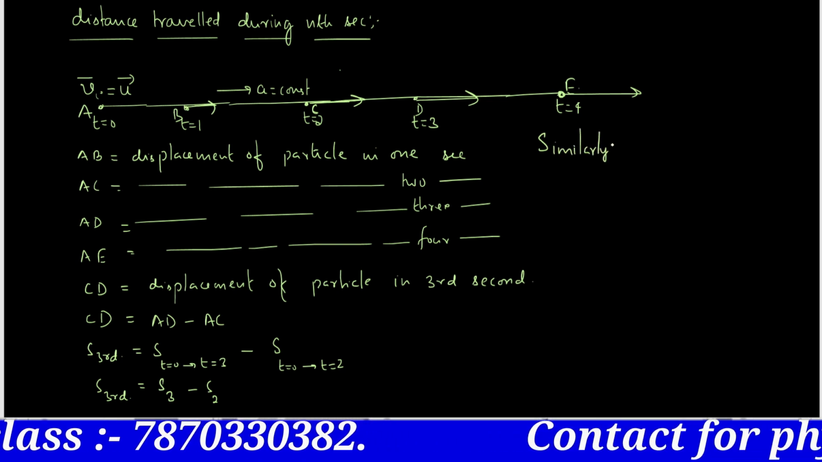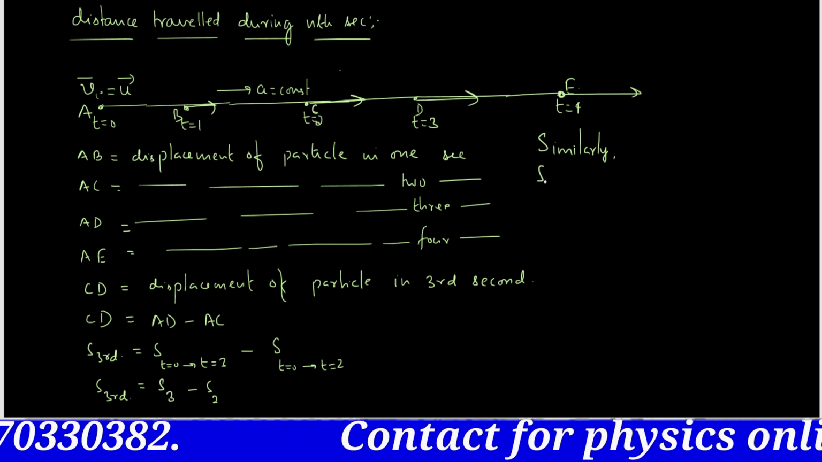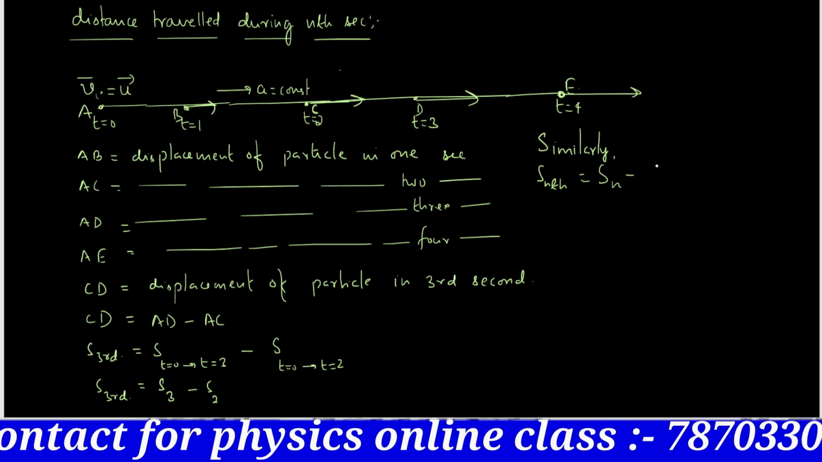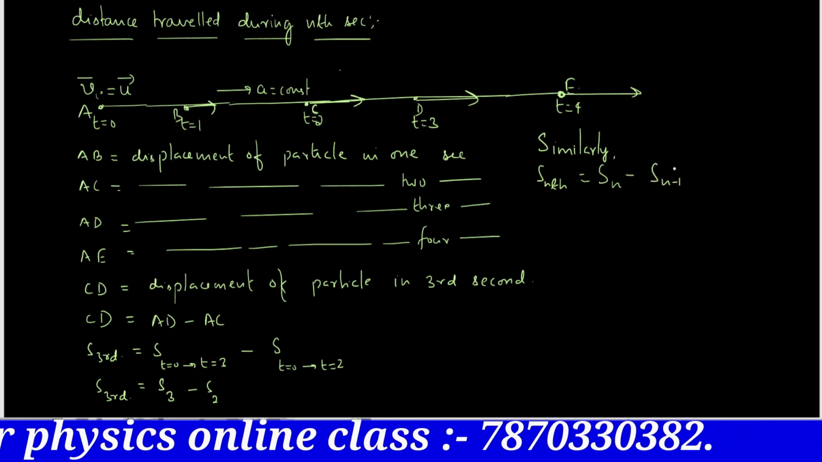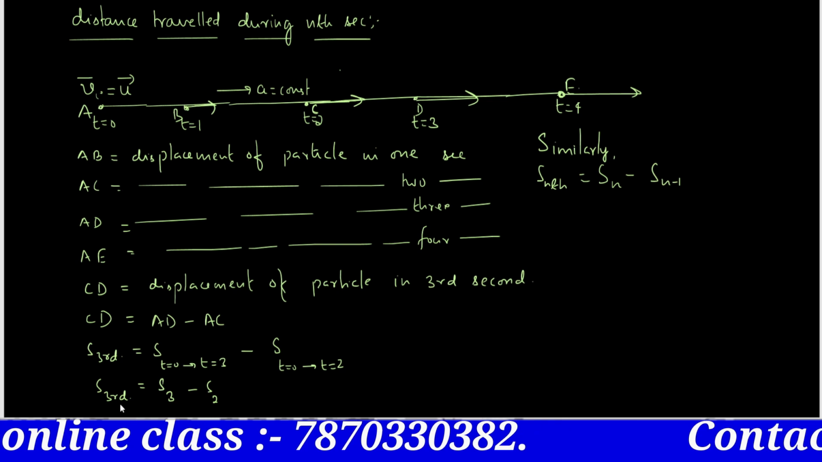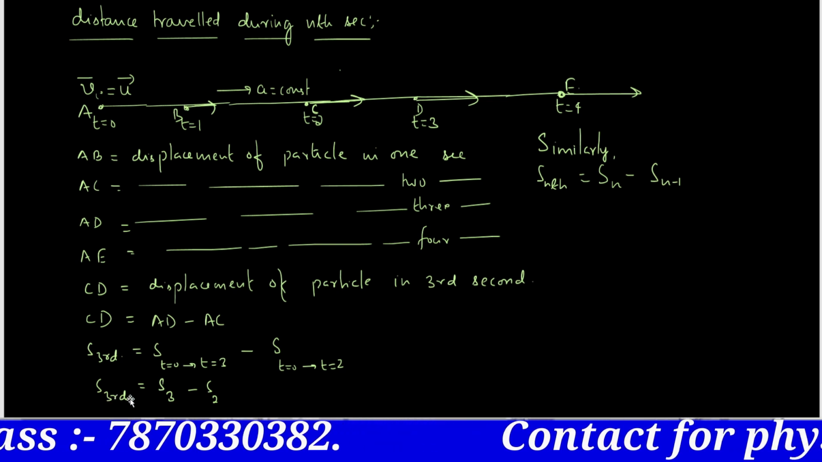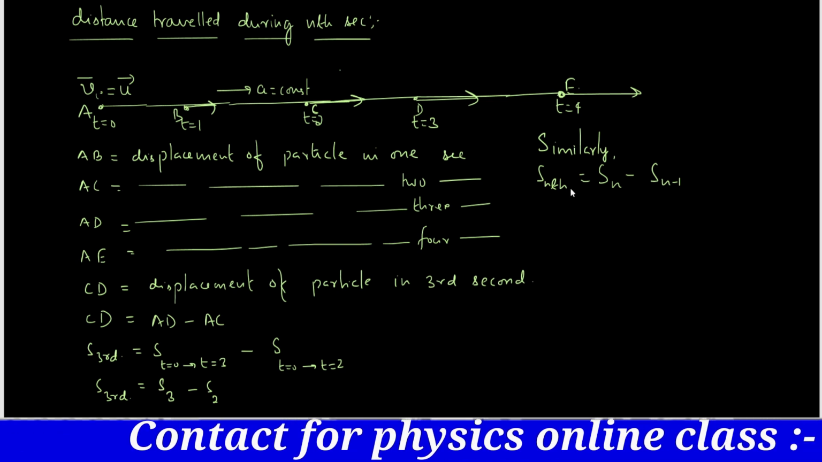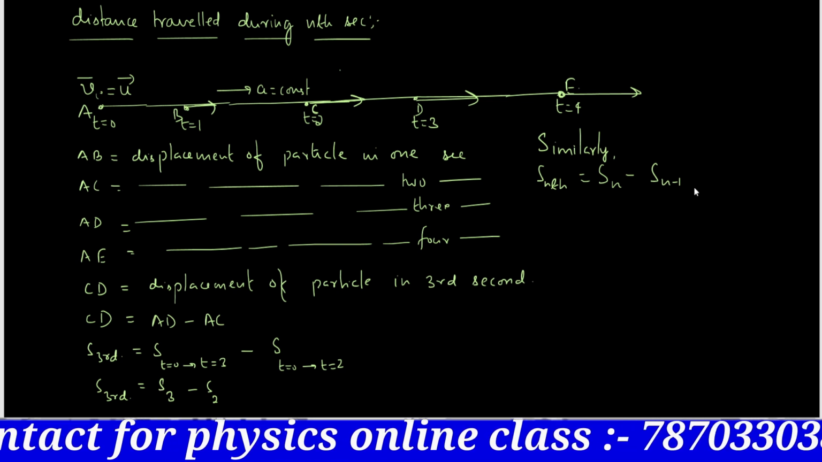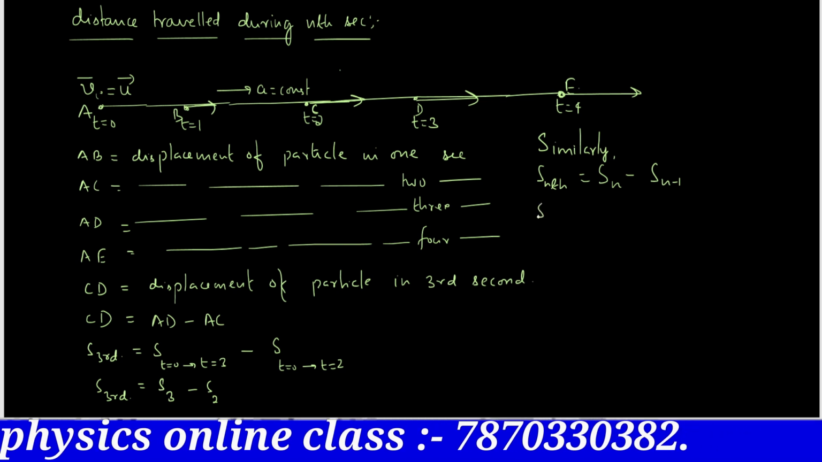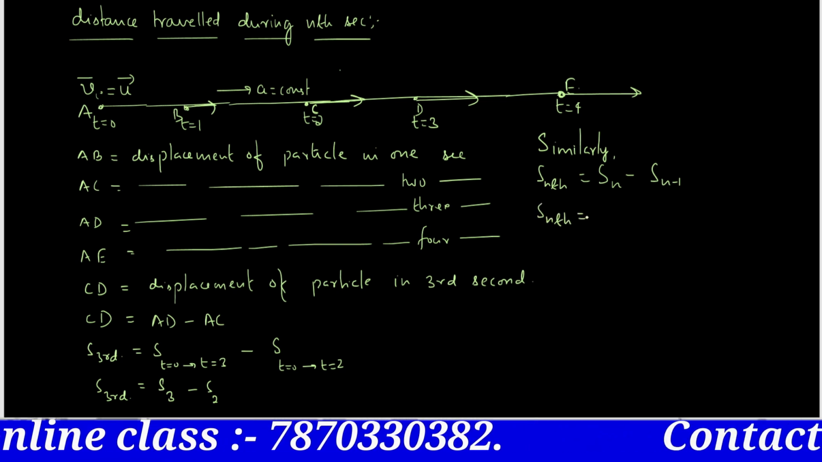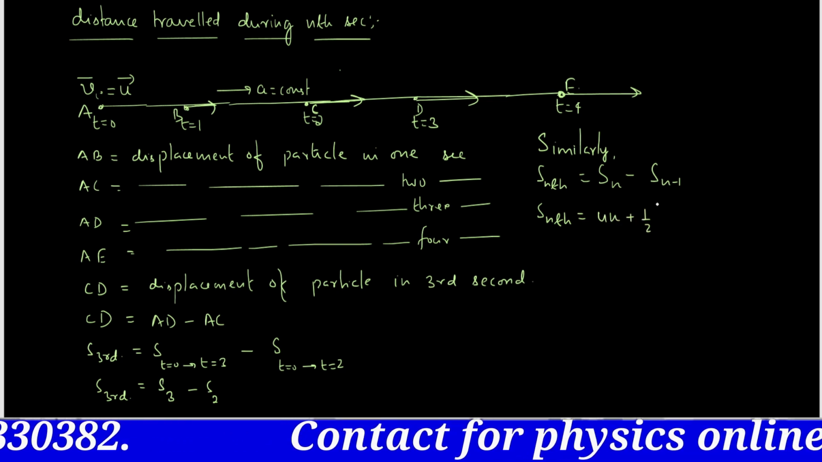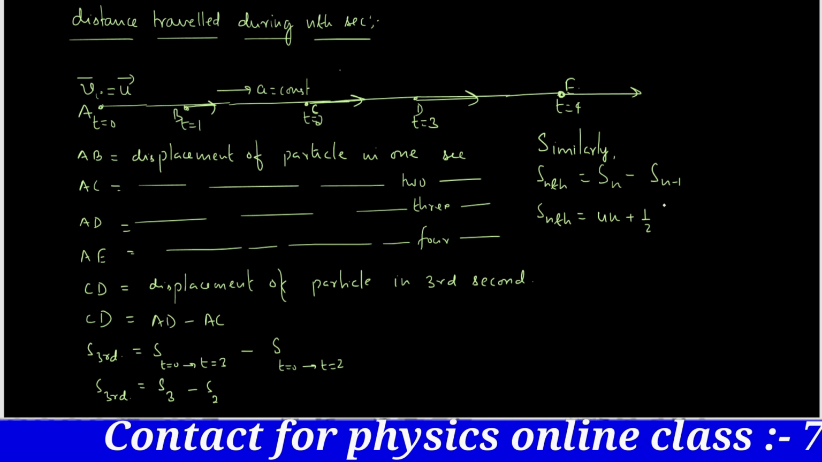Similarly, S nth will be equal to Sn minus Sn minus 1. Any problem? See, if I write S third, then it means S3 minus S2. So if I write S nth, this means Sn minus Sn minus 1. Understood. So, for example, if it was S third, n would be 3, so S3 minus S2. Exactly, Muhammad, exactly.